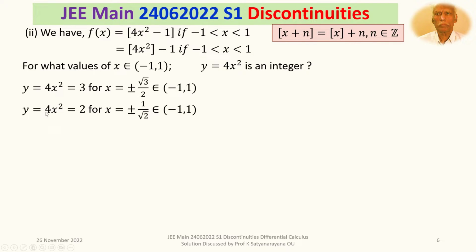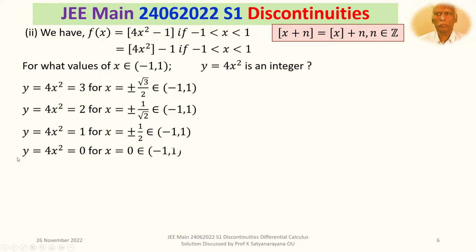And y = 4x² will give you the integer 2. It always gives you a positive integer for x = ±1/√2, which belongs to the open interval (-1, 1). And y = 4x² will be 1 for x = ±1/2, which belongs to the open interval (-1, 1). And y = 4x² is equal to 0 for x = 0, which belongs to this. Of course, this is not required. This is sufficient.